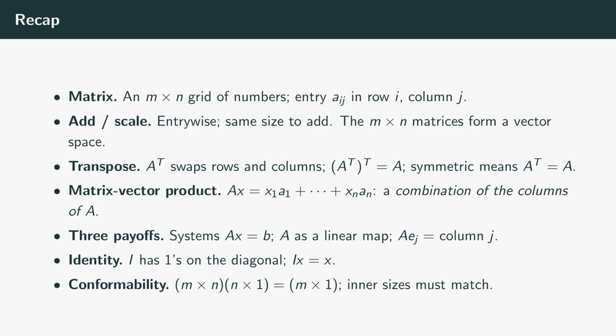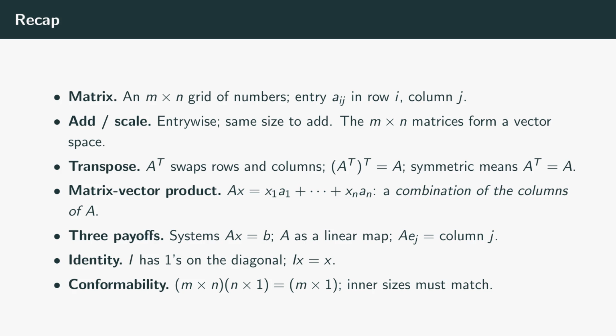The centerpiece was the matrix vector product. A times x is a linear combination of the columns of A, weighted by the entries of x. That single viewpoint pays off 3 ways. A system of equations is just A times x equals b, a matrix is a linear transformation, and feeding in a basis vector reads off a column.